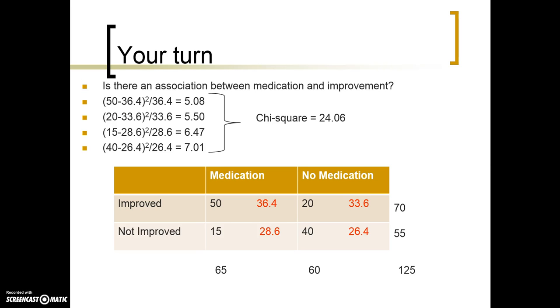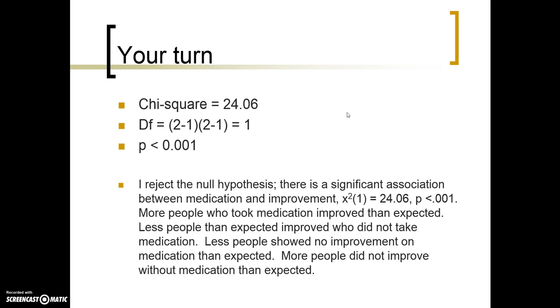And now that we're back, because I know you did this. So again, the first step is to come up with your row totals, your column totals, and your total. We find our expected values for each cell. And then we find the observed minus expected squared divided by expected for each cell. We're going to add up these guys and we get a chi-square of 24.06. We look online once we have our degrees of freedom and we find out the p-value is less than 0.001.